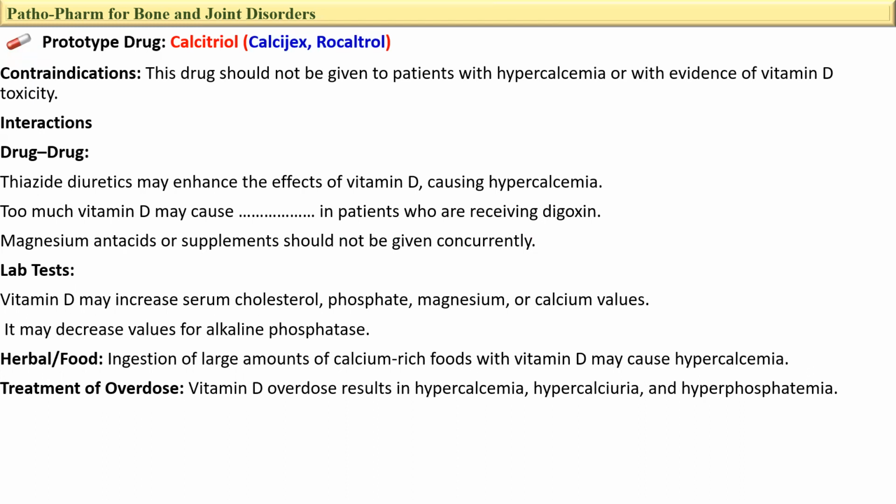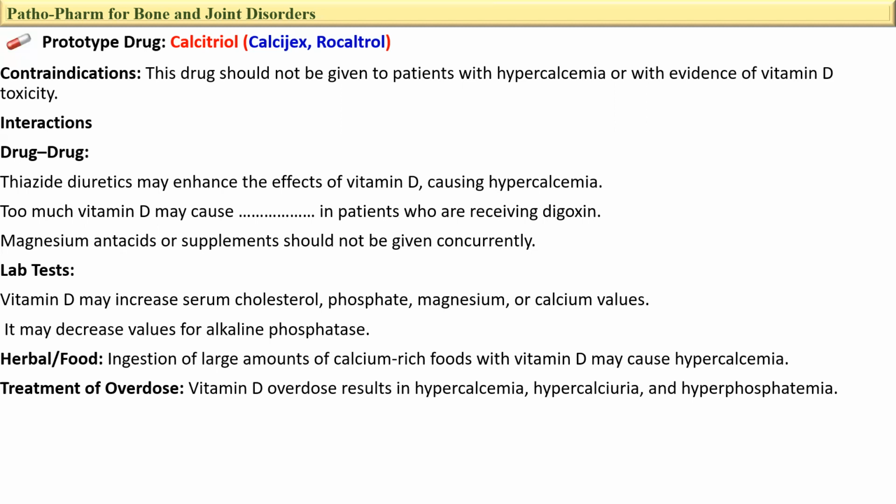So at first sign of hypercalcemia, vitamin D therapy should be discontinued. And then daily calcium levels should be obtained until hypercalcemia is resolved. That's in patients who may develop the hypercalcemia.